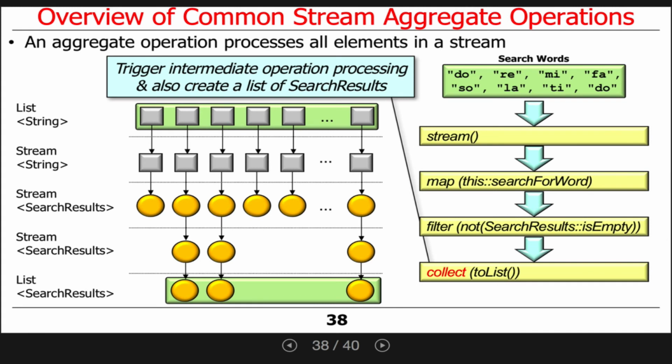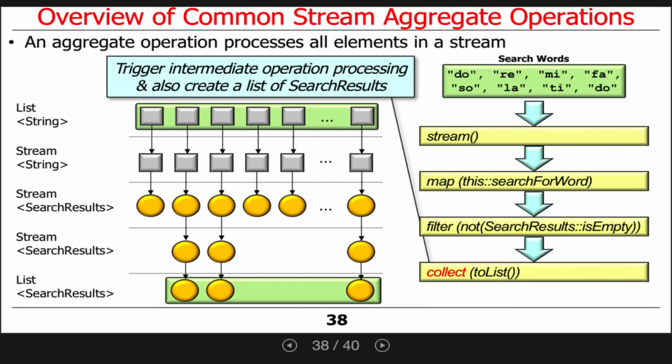In particular, what we're going to do here is first trigger all the processing, and then collect the results and return a list of search results. Now, this picture also gives you a better idea of what's really going on under the hood. So I'll explain it briefly here, and we may come back to it later.